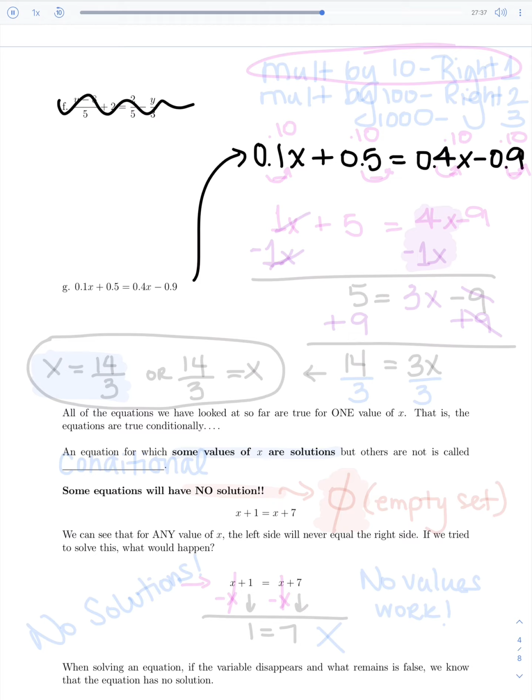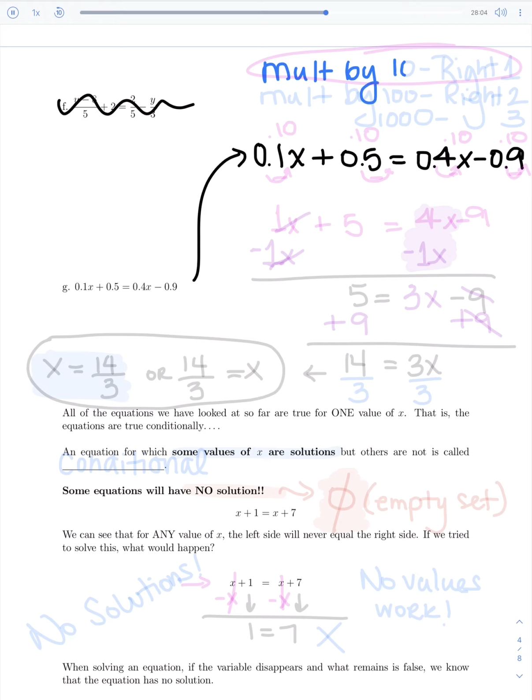Now, what we'd like to do is something similar to what we did with fractions, which is get rid of all the decimals. Well, decimals are the same idea as fractions. You've divided by something. So we're going to get rid of decimals the same way we did fractions, by multiplying by something. Exactly. What are we going to multiply by?